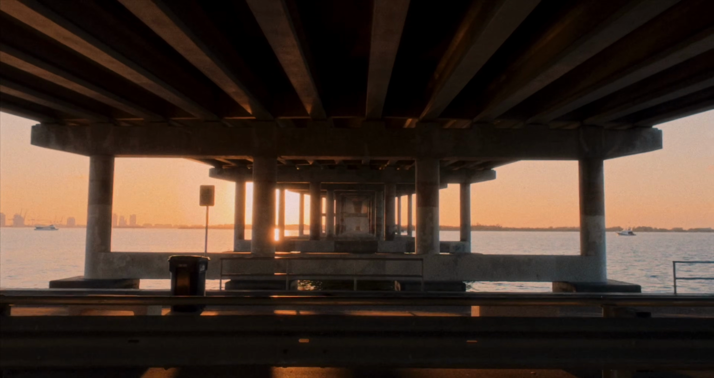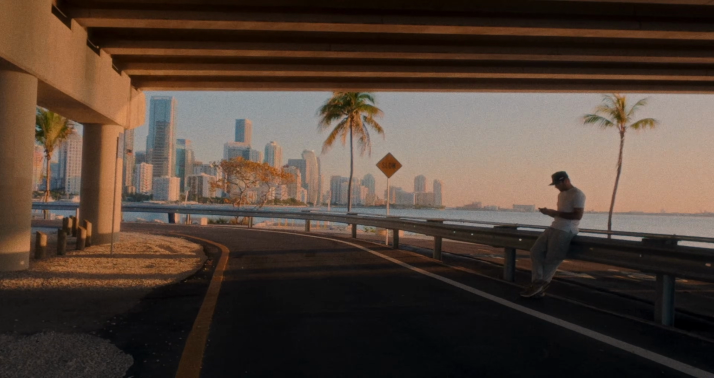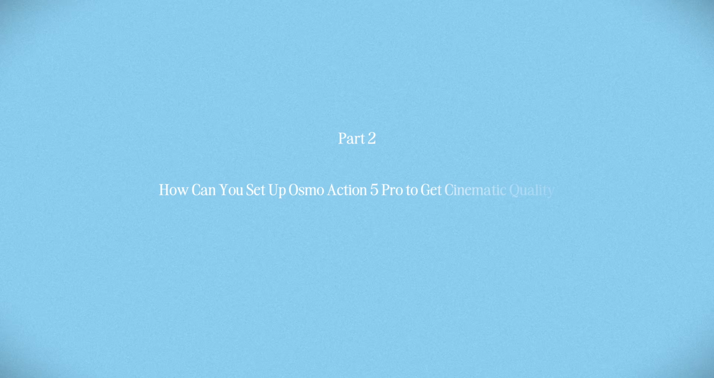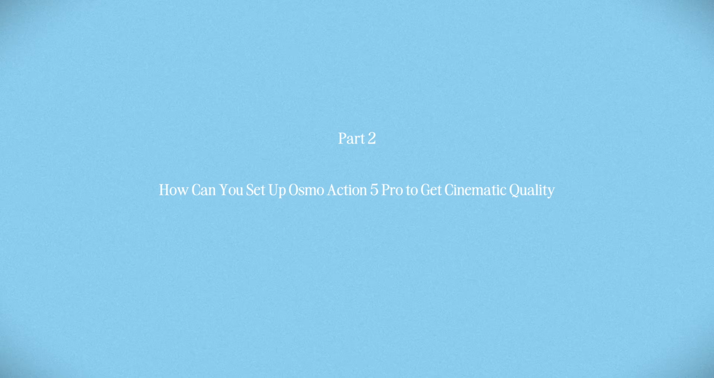So what is it? It's pretty much what I mentioned before. It's the use of lighting, the framing, and the camera movement or lack thereof. It's that simple. So how can you set up the DJI Osmo Action 5 Pro to get cinematic quality out of it? You have to understand that it's a very wide angle lens, so you have to work with that. You also have to understand that you're going to have to figure out creative ways in which you can achieve your storytelling, or the way that you want to use the camera to tell a specific story.